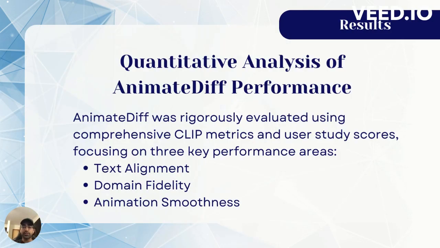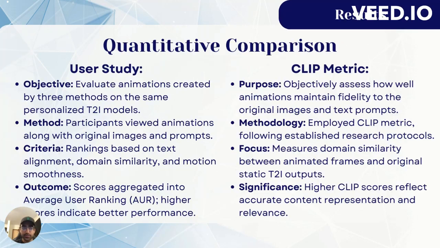In terms of quantitative results, AnimateDiff was rigorously evaluated using comprehensive CLIP metrics and user study scores, focusing on three areas of text alignment, domain fidelity, and animation smoothness. So starting off with the user study, researchers aim to effectively evaluate the effectiveness of different animation methods on personalized text-image models. Essentially, the participants reviewed animations from three distinct approaches, assessing them on text alignment, domain accuracy, and motion smoothness. These results were then aggregated into an average user ranking, in which higher scores indicate better performance.